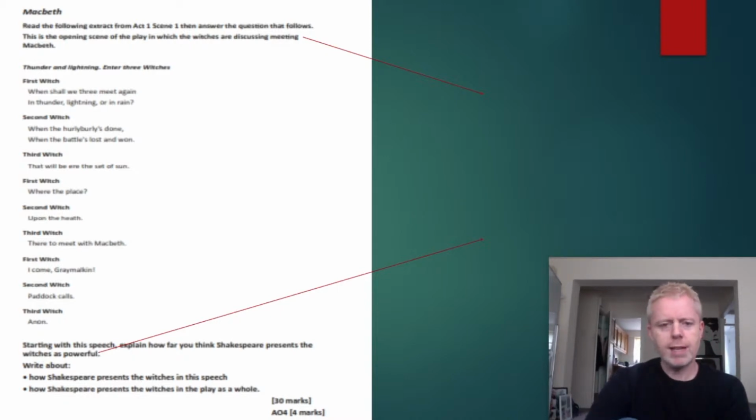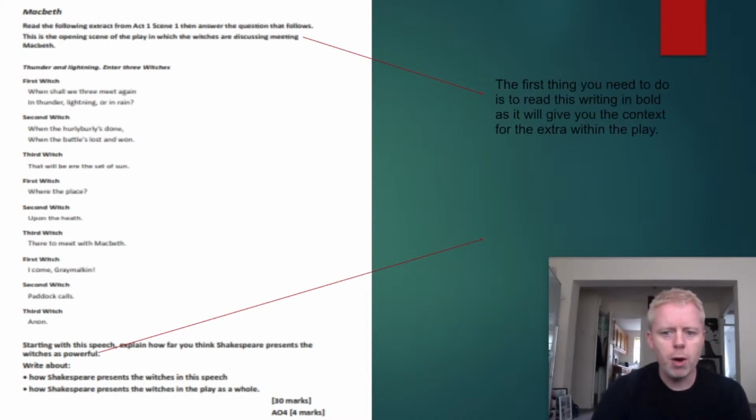Okay, so you're sitting there in the exam, on the exam day, and you've got the exam paper in front of you, the exam question in front of you. What do you do first? Well, you read the little blurb at the top, because it gives you the context for where this extract comes from in the play. It's important because you may be a bit nervous, you're looking for reassurance, and you want to calm down and have reassurance that you actually will be able to find an answer for it. So the first thing you do, read this writing in bold, as it will give you the context of the extract within the play. So this is the opening scene of the play in which the witches are discussing meeting Macbeth. So you're thinking, right, okay, I know that, I'll be able to answer this.